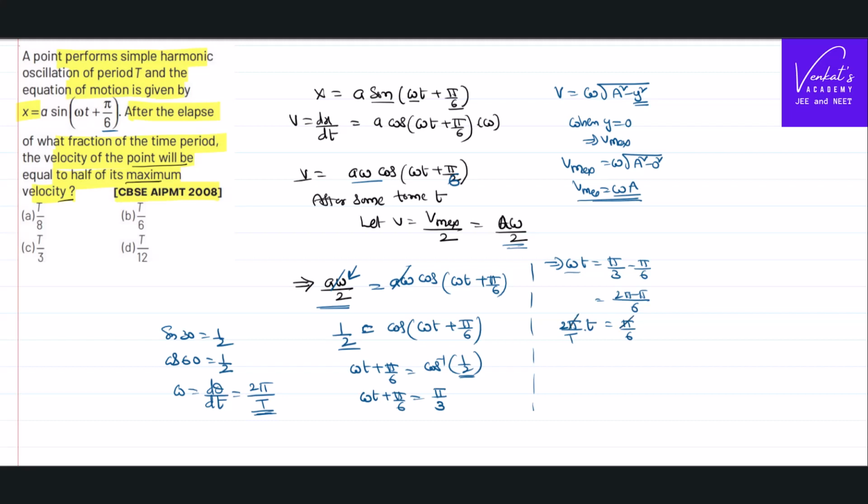Pi and pi can be cancelled. So time equals T by 12 seconds. So in a total time period, after 1 by 12th of the time period, the velocity becomes half the maximum velocity. So these are the different parts I have taken into consideration to prove that.